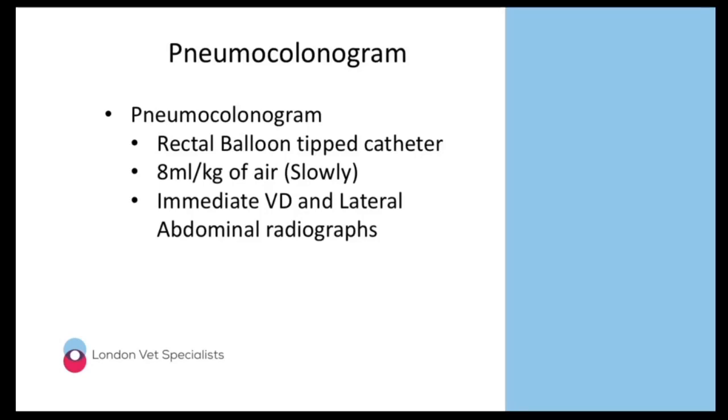So a pneumocolonogram is essentially just the installation of air into the rectum and the descending colon. And once you've done that, it's much easier to confidently identify which bowel is large bowel and which bowel is small bowel. And it's very easy to do, and patients do need to be quite heavily sedated or anesthetized in order for you to do this. However, you just need a small balloon-tipped catheter. You inject a little bit of air, so roughly 8 mils per kilogram, but do it very slowly. And obviously, if you get a lot of resistance, then stop. And after instilling the air into the colon, you then take lateral and ventrodorsal radiographs.